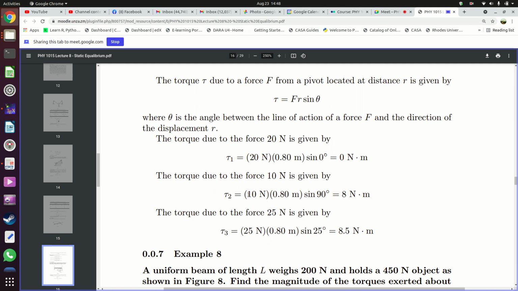Now there's something very interesting you have to see here. We had a small force, 10 newtons, but it was acting at an angle of 90 degrees, and it produces this much torque. Then we had a bigger force, 25 newtons, acting at an angle of 25 degrees, and it produces a torque which is almost the same as this. What this is telling you is that a force will produce maximum turning effect at 90 degrees.